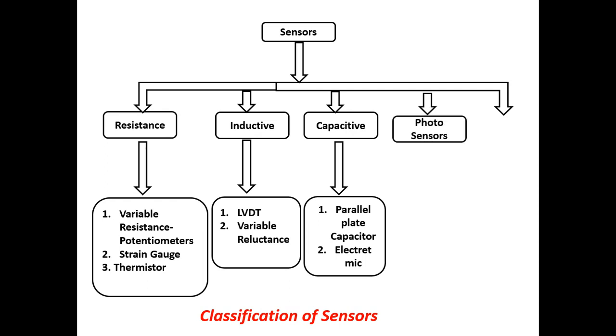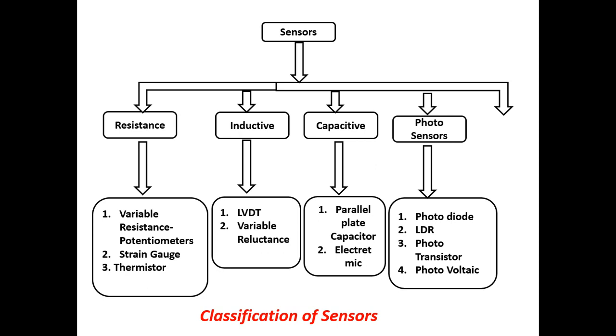Now the other type of sensors are photosensors. Here these sensors are used for transforming photo or the light into electricity. Okay, there are many types of sensors available, which include the photodiodes, the light dependent resistor, which we also call as LDR, photo transistors, photovoltaic cell, and so on.